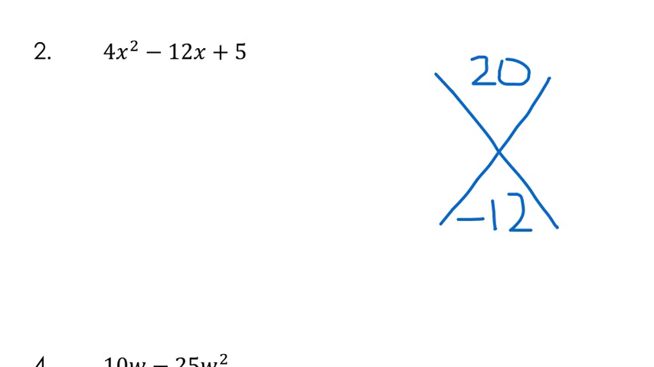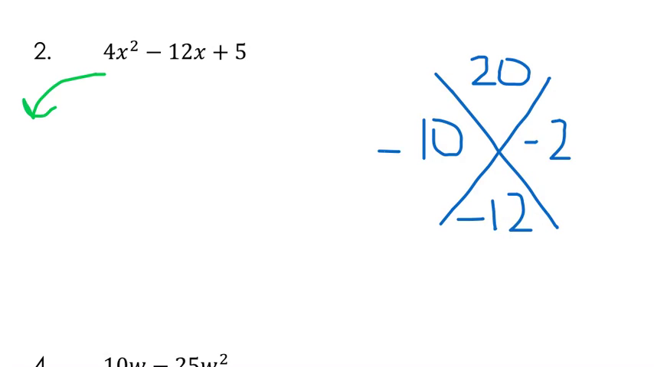In this case, it's going to be negative 10 and negative 2. Negative 10 times negative 2 gets me that positive 20, but when we add them up, it does stay negative, and it becomes that negative 12. So we know how we're going to break this down. So now we can go about rewriting our problem over here.